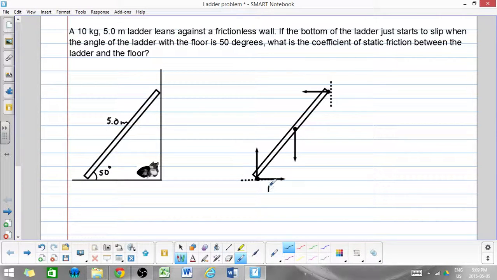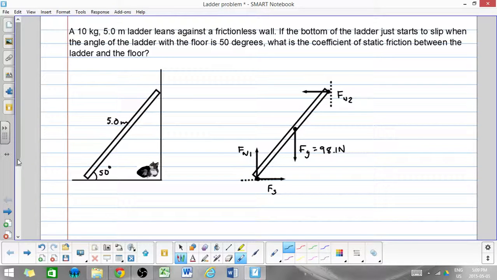So let's get all those forces labeled. Force of static friction, normal force on the floor, we can call that normal force 1. With the wall, we have normal force 2. And here we have the force of gravity on the ladder, which is a 10 kilogram ladder. So let's just fill that in, 98.1 newtons.